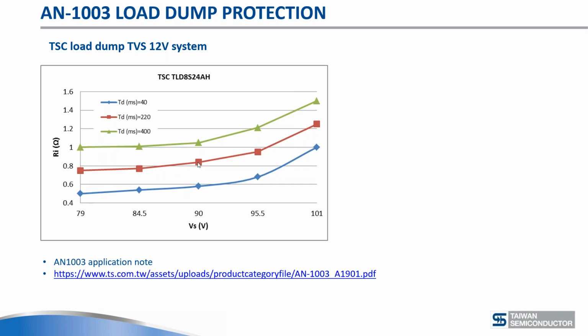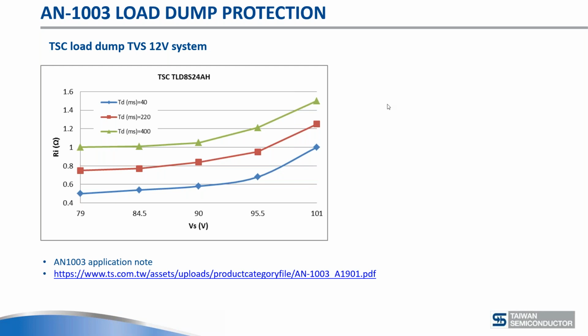If you go to 220 milliseconds load dumps here, you need about 0.85, 0.9 ohm resistance for it to work. And then if you have here the full 400 millisecond load dump, you need close to 1.1 ohm in series to actually make the device survive. So this is helping you, and that together with our testing, we can help you select the right load dump protection for your application.